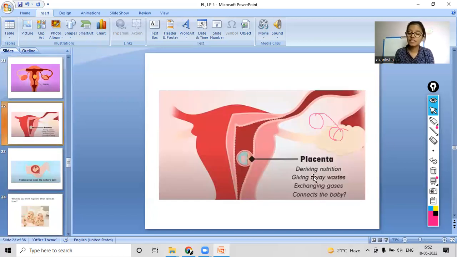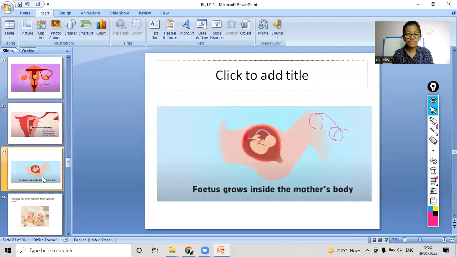Then the placenta starts developing. The placenta helps the embryo take nutrition from the mother's body and exchange gases, and it also takes waste products away from the embryo to the mother's body. These are the main functions of the placenta. Now we will move on ahead. The fetus grows inside the mother's body. Now you can see the embryo has developed into a fetus.